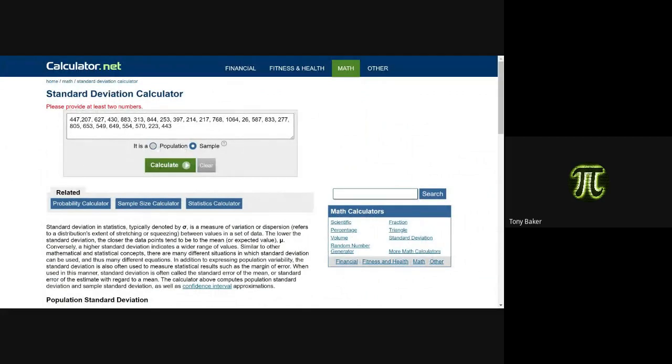And if you go back, you can see here, see how it says population and sample. Just make sure you put sample.